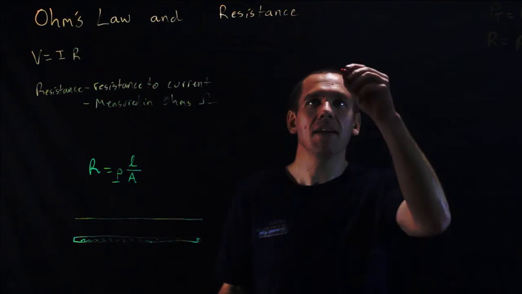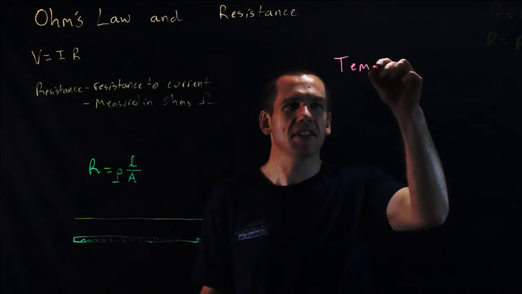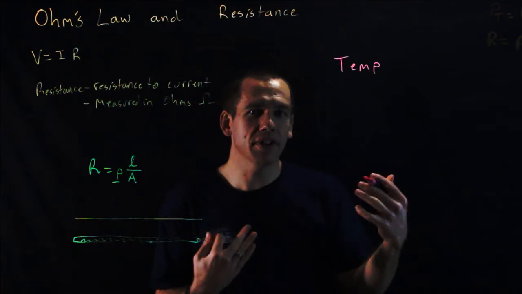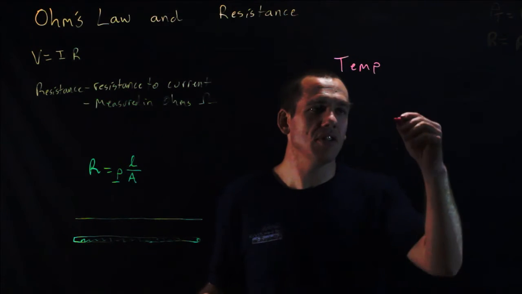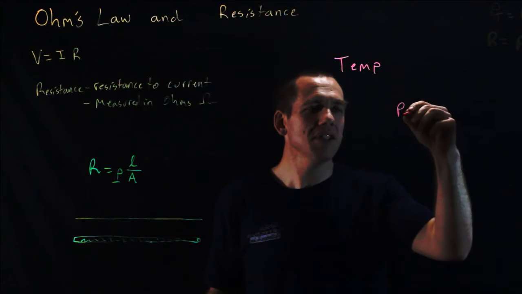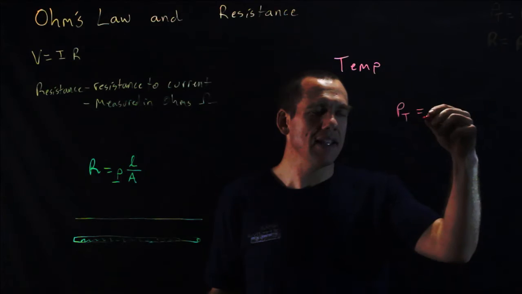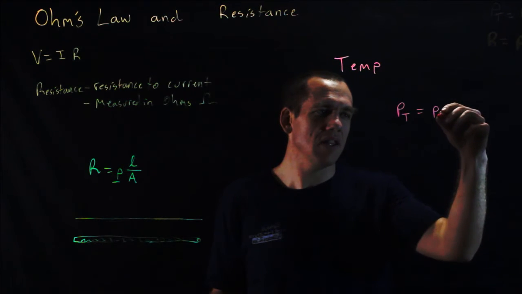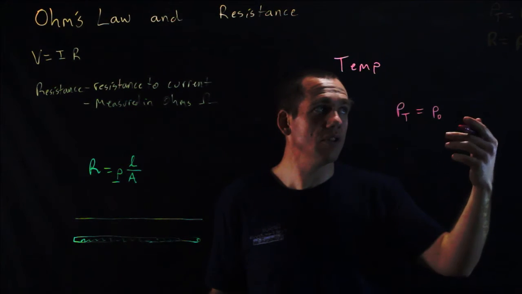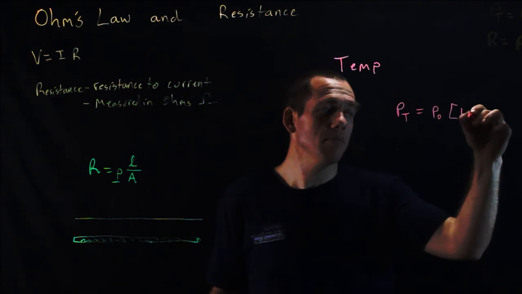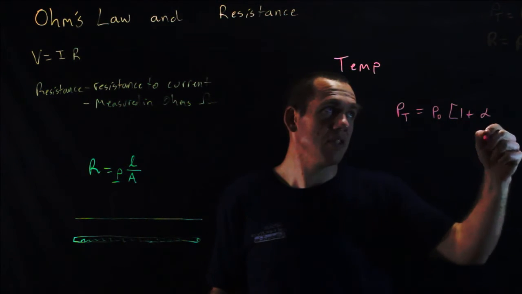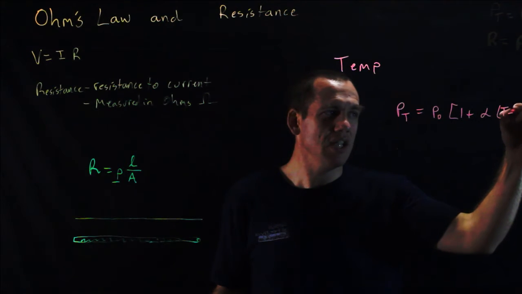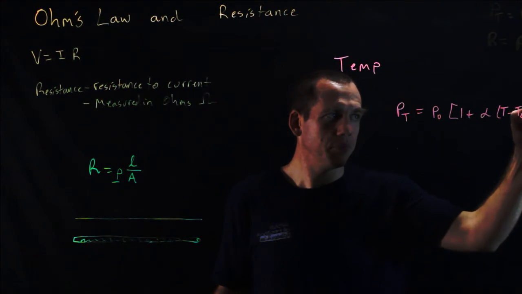And so we get this temperature dependence of resistivity. And in lab, we looked at this in terms of resistance. Here we'll look at it in terms of resistivity, but it's essentially the same equation, where we have the resistivity at a new temperature is equal to the resistivity of the thing at its original temperature times 1 plus the temperature coefficient of resistivity times the change in temperature.